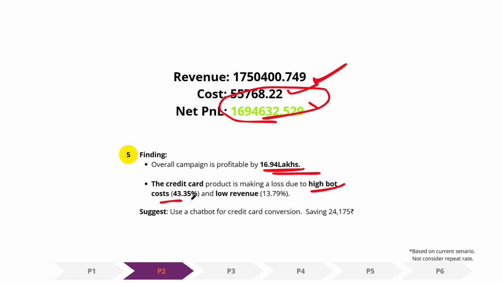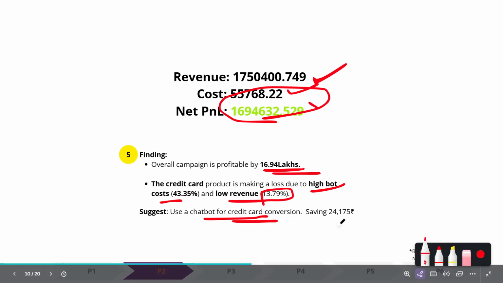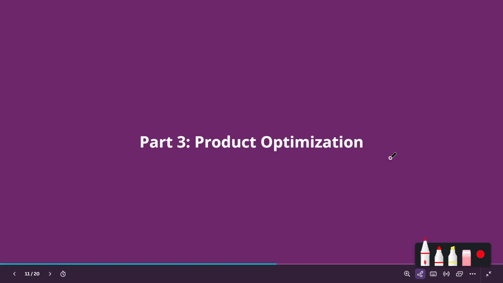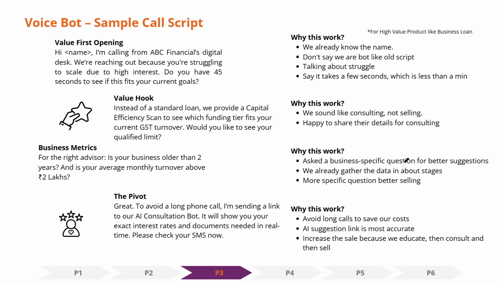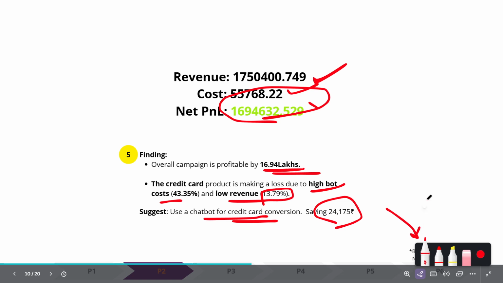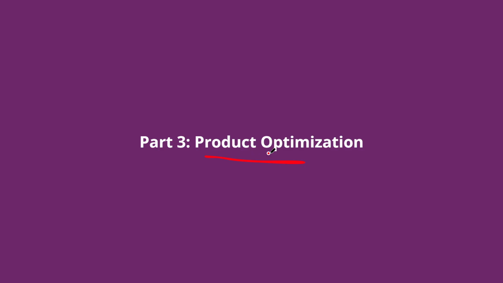This is 43.53%, and this creates only 13.79% of revenue. So if we also use credit card conversion, meaning we call fewer credit card persons, maybe we save 25,175 rupees based on the current scenario. Again, I mention here, based on the current scenario, we have not considered the repeat rate as well. Okay, so let's do the product optimization.